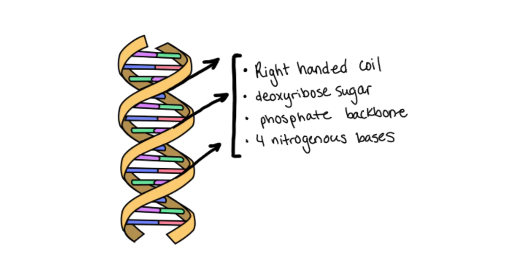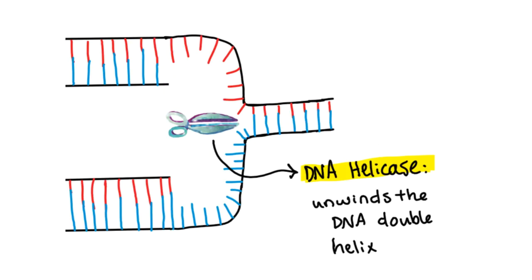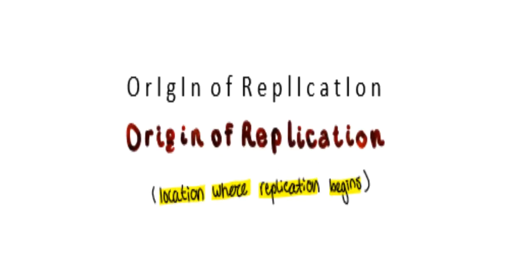It has a right-hand coil, a deoxyribose sugar, a phosphate backbone, and 4 nitrogenous bases: adenine, thymine, guanine, and cytosine. Phosphodiester bonds are formed between complementary base pairs. Now, let's look at some of the specific steps and parts concerning the prokaryotic replication fork. One of the first things that needs to happen is that enzyme helicase needs to bind to the template DNA strand at the origin of replication.